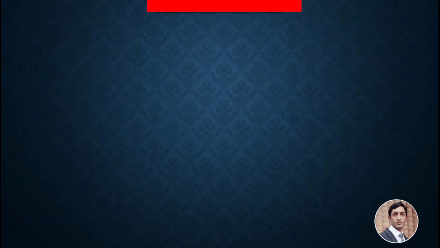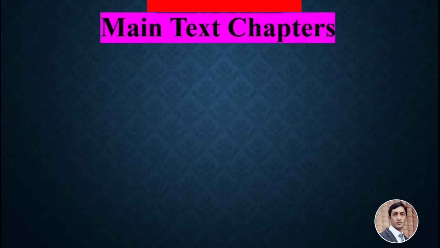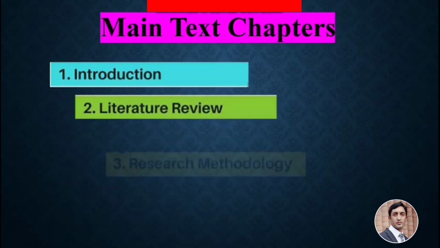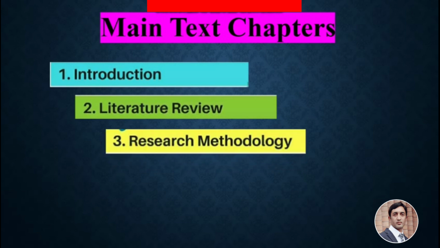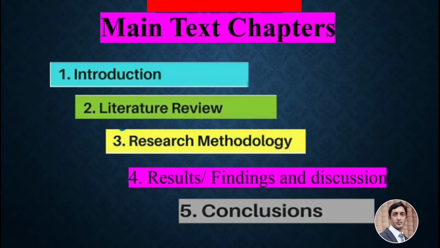After writing these preliminary pages, the next section of the thesis starts, and this section is named main text chapters. There are 5 main text chapters. First is introduction, second is literature review, next is research methodology, then results, findings and discussion, and last is conclusion and recommendation. Now we will discuss each chapter's subheadings in detail.